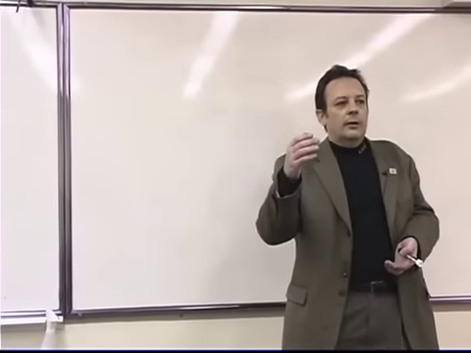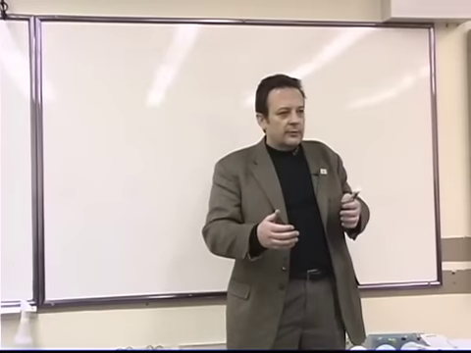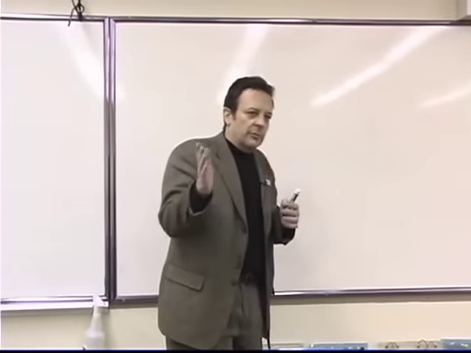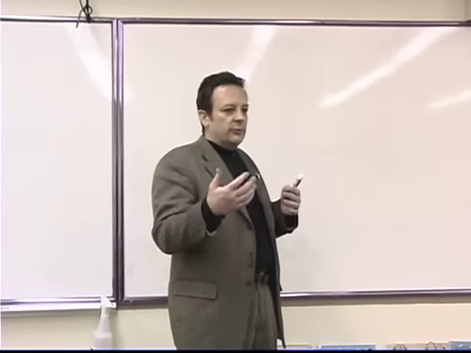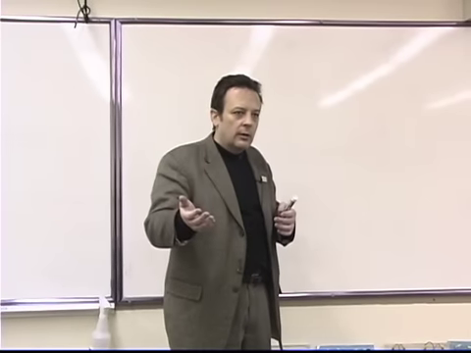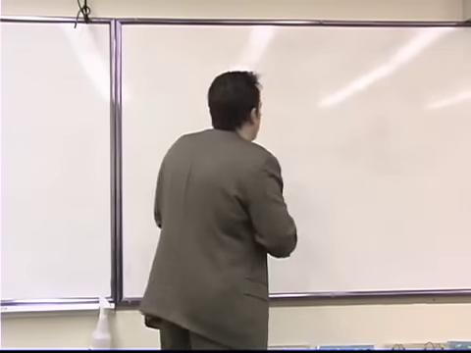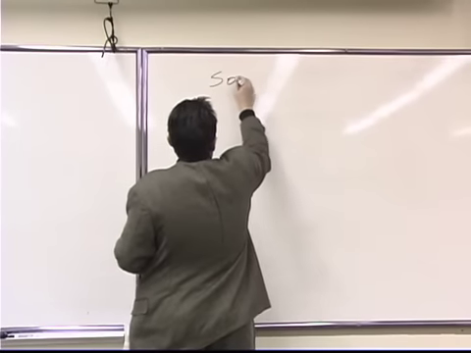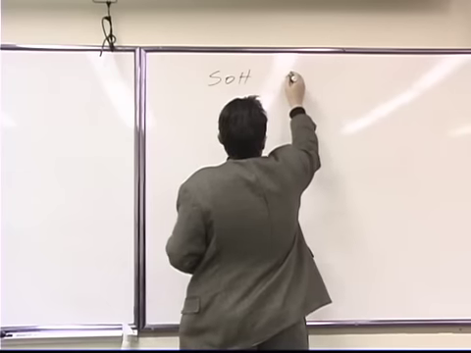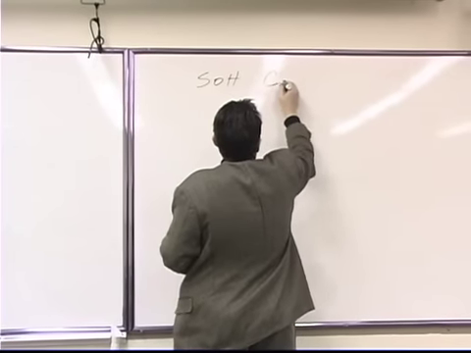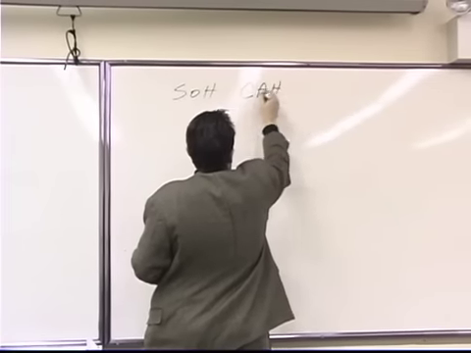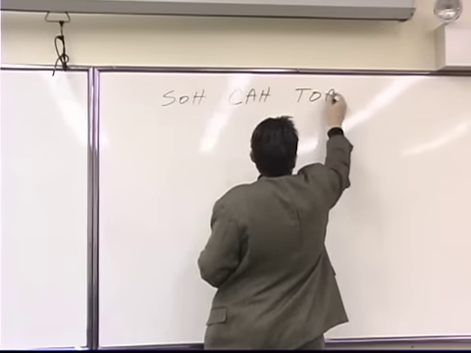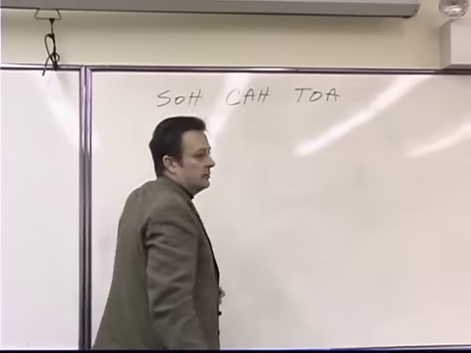But it's really not grammatically correct, because when you see the way that the acronym is written, it really reads phonically SOH CAH TOA. Okay? So the acronym goes like this. SOH, and then a space, CAH, TOA. SOH CAH TOA.